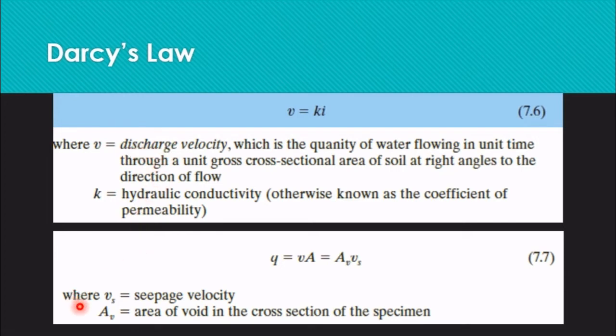tinatawag na seepage velocity. So, Q means the discharge. Diba, from our fluid mechanics, the discharge is equal to the velocity times the cross-sectional area. So velocity is meter per second and the area is square meter. So it would give you a discharge or a Q of cubic meter per second. So the discharge is equal to the discharge velocity times the cross-sectional area. And it is also equivalent to the area of the void in the cross-section of the specimen multiplied by the seepage velocity. Yan, so equivalent sila.